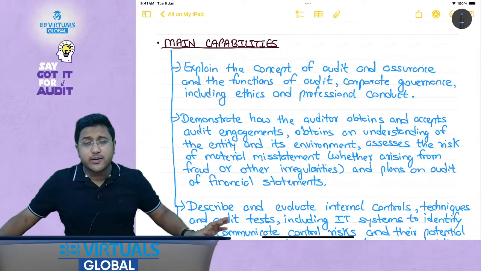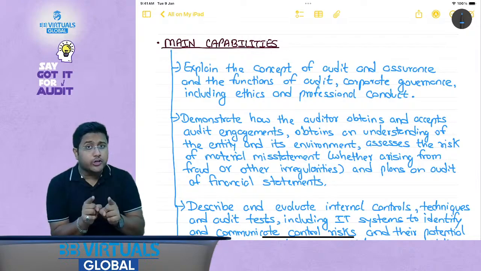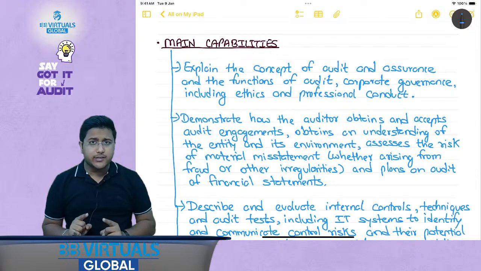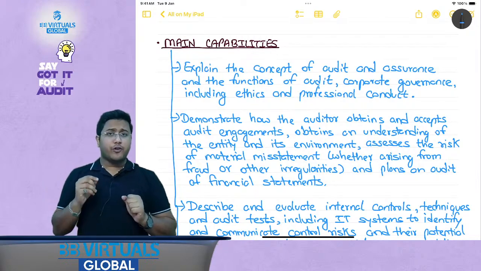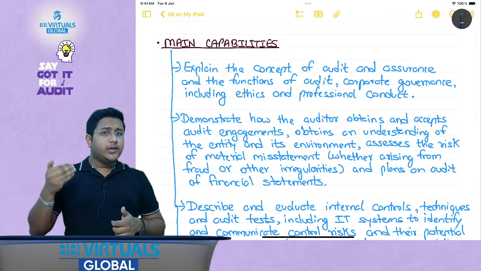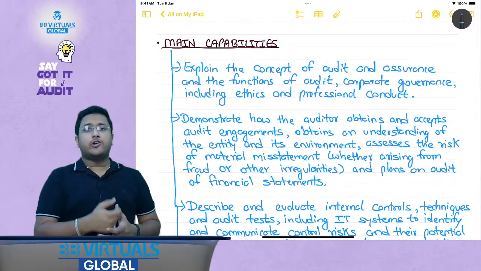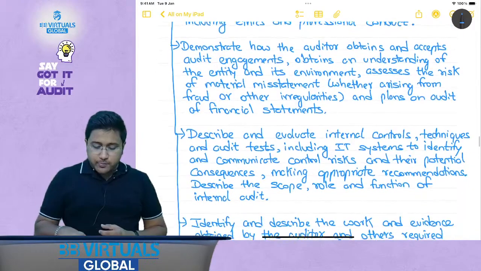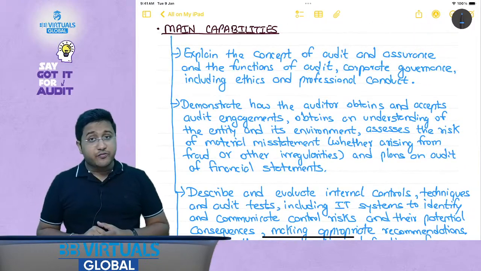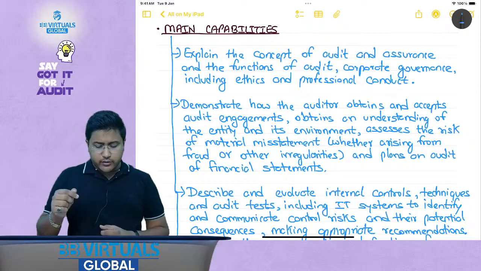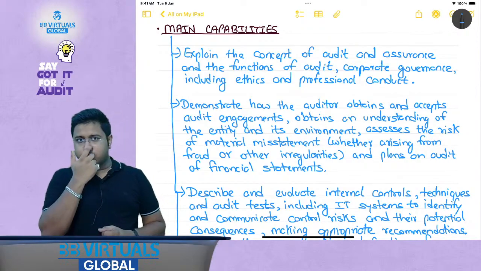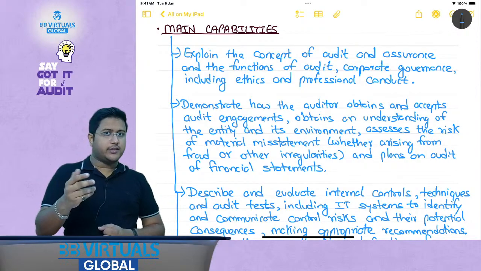Now let's talk about the main capabilities that you should be having as an AA student, because if you are unable to develop these capabilities during studying AA, then you might not be able to clear your examination. So explain the concept of audit and assurance in the functions of audit, corporate governance, including ethics and professional conduct. This sounds like a question, it could be asked in the examination.